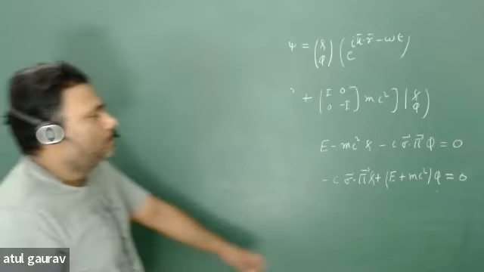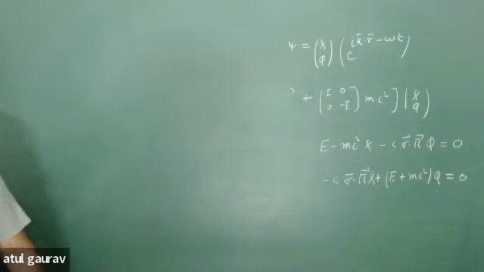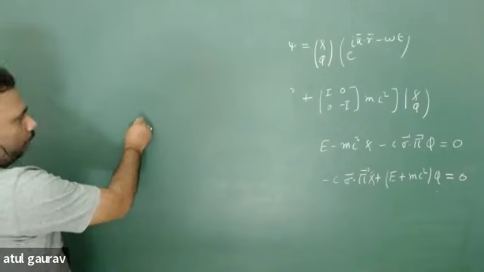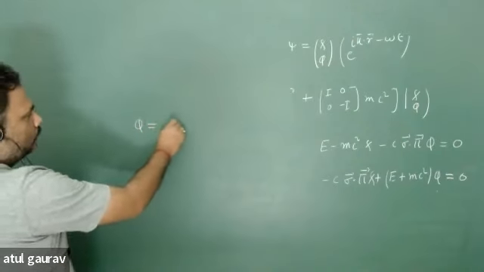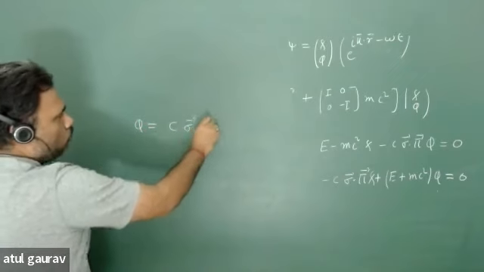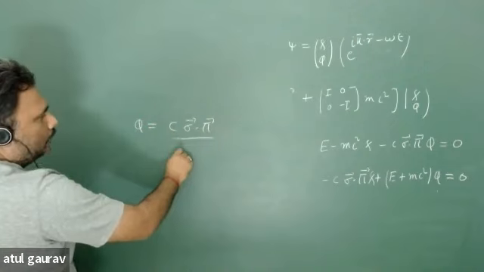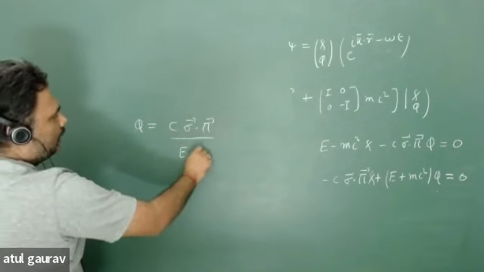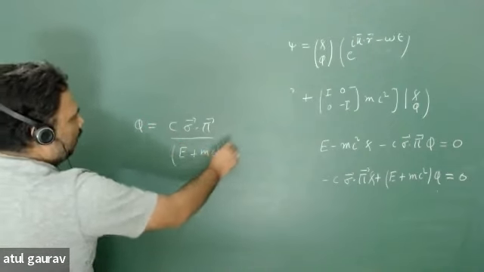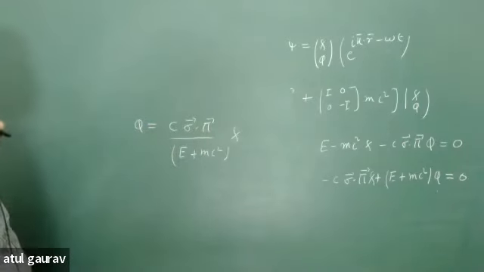Now let's go for this one. इसको अगर आप लिखते हो, then how will you write this particular thing? We can write phi is equal to c sigma dot pi upon E plus mc square chi. लिख सकते हैं ना? Yes, we can write this particular thing.